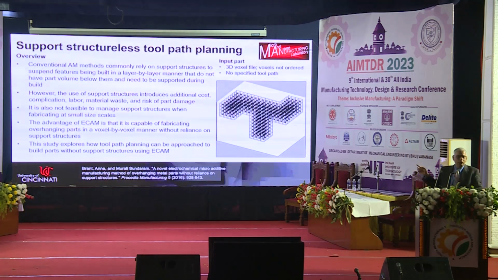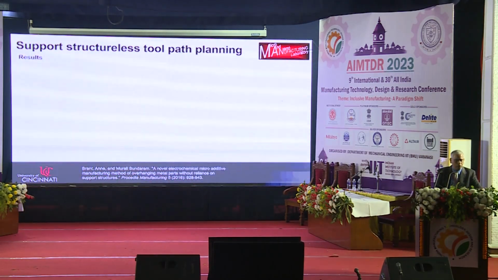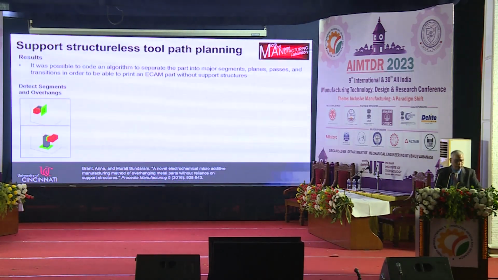Okay, so look at this. This is the structure I want to make. Obviously, the central piece I don't need any support structure, but all those extended arms I would need a support structure for. So how can I do that without it? I have to have a plan. How am I going to do that? We developed some algorithms for that. So that will tell which part should go first.